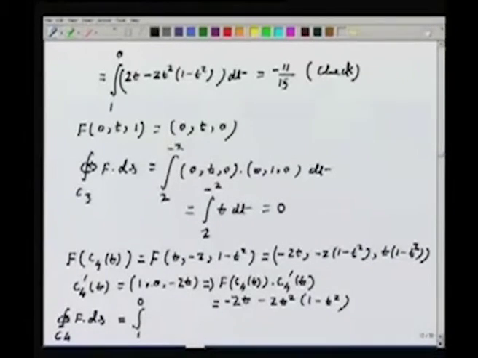So what I will get is integral from 0 to 1 of minus 2t, minus 2t square into 1 minus t square, then dt. This integral is also easy to calculate, and if you do this, you will get that this is minus 19 by 15.